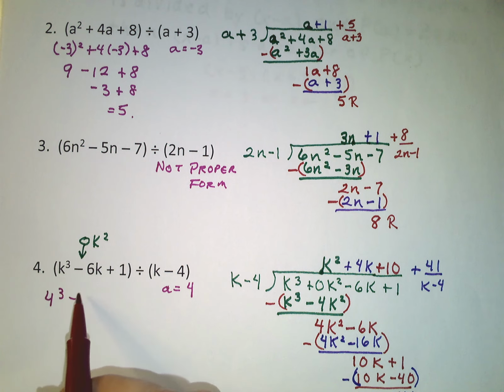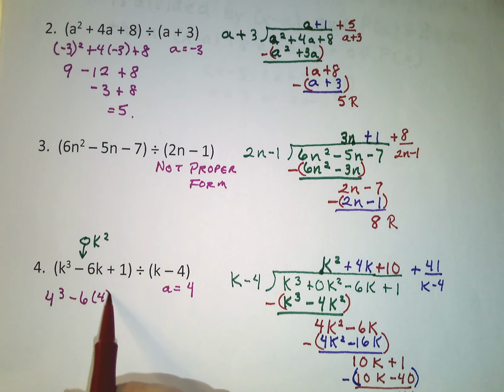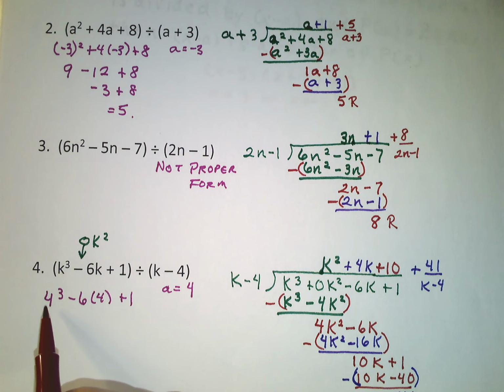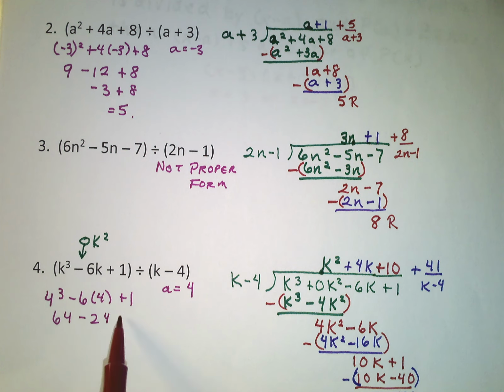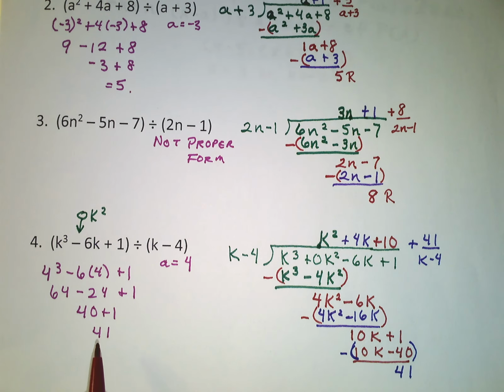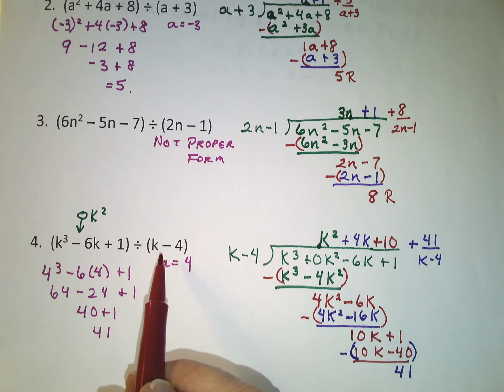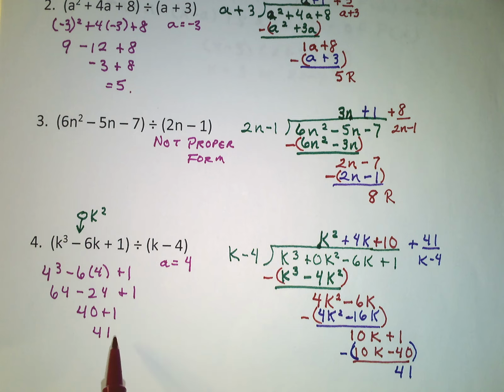So we'd have 4 to the third minus 6 times 4 plus 1. Well, 4 times 4 times another 4 is 64 minus 24 plus 1. So that gives us 40 plus 1. According to the remainder theorem, that means if we did the division, the answer's going to have a remainder of 41, which it did. If what we were after was just whether or not this is a factor, this would have saved us time. We wouldn't have had to have done all the division to find out that it isn't a factor.